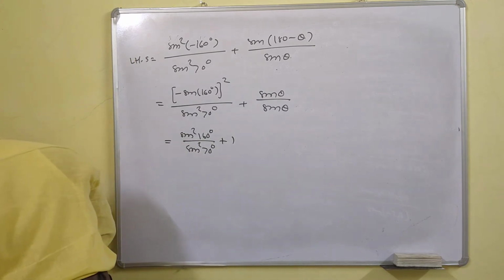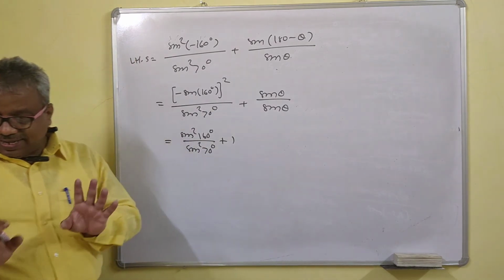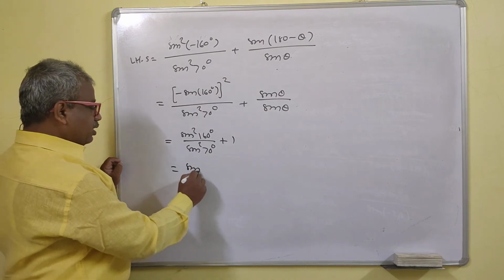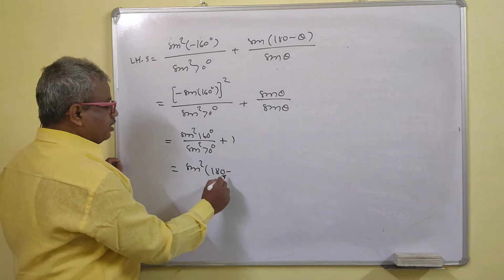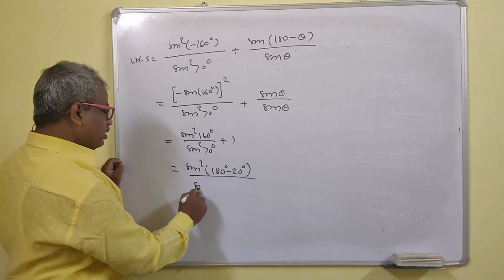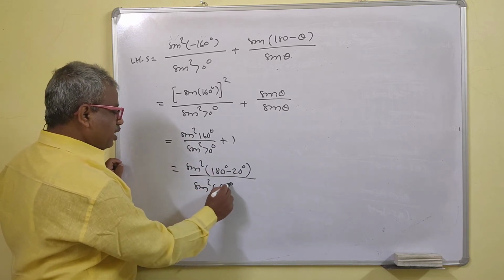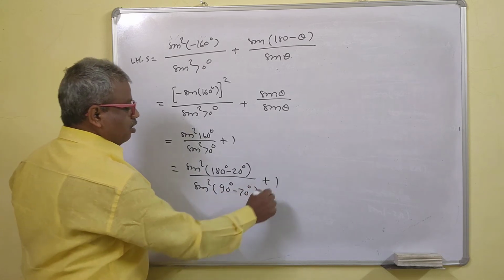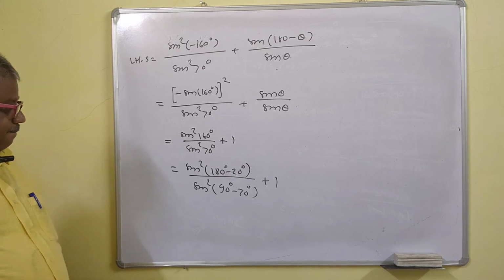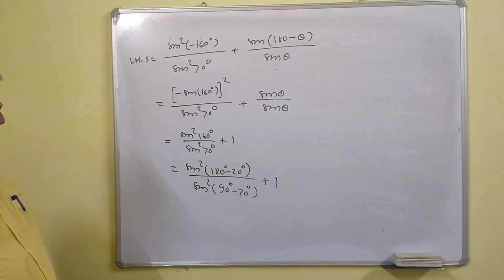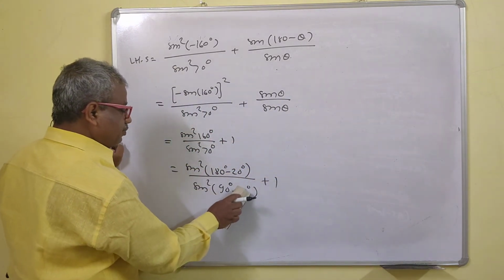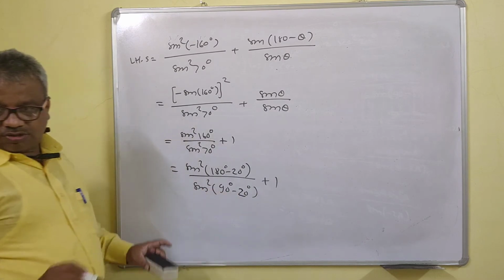Now what is your RHS? You have to get sec square 20 degree, right? You want 20 degree. How can we write this sine square? I can write this as 180 degree minus 20 degree. And I can write this as sine square 90 degree minus 70 degree plus 1. Okay, 90 degree minus 20 degree, not 70, 20 degree.